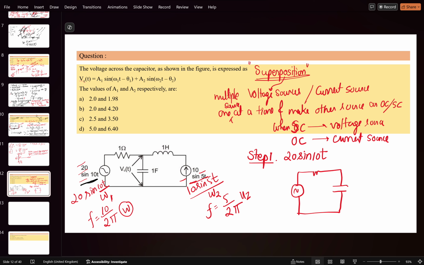When you find the voltages or currents, just sum up VC1, VC2 based upon the multiple sources, and you will get the final value. So this is the 20 sine 10t, and this is the 1 ohm. Now, if you see the circuit, there is only one frequency component, only sine 10t. Now you can apply phasors. Apply KVL, basically the voltage division principle, and you will get VC1.